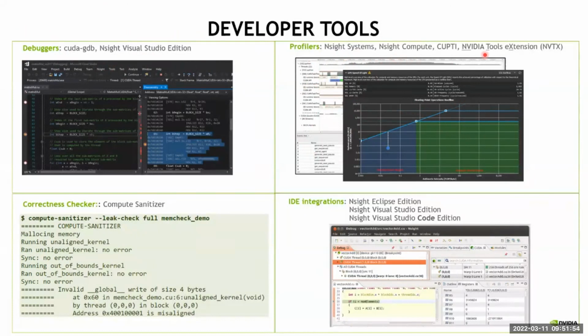And then there are also some extensions such as the NVIDIA Tools Extension, NVTX, and CUPTI. Compute Sanitizer is a way of checking for common issues such as memory leaks and race conditions. And then NVIDIA also has integrations into various IDEs, including Eclipse, Visual Studio, and most recently, Visual Studio Code. And you can actually download that from the Visual Studio Code Marketplace.